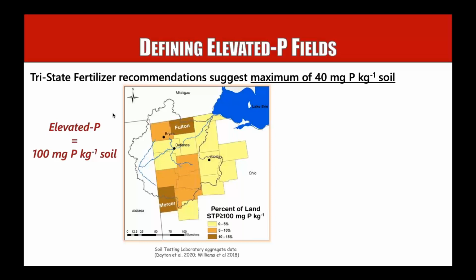So in summary, we know these fields are out there, and this isn't something that's new. Many people have agreed on this for quite a while, but the problem has been it's been very hard to locate these fields and get management to them and determine how much phosphorus is coming off these fields, and also how effective management practices can be on these fields. So that's been a real barrier that we were able to surpass with this project.